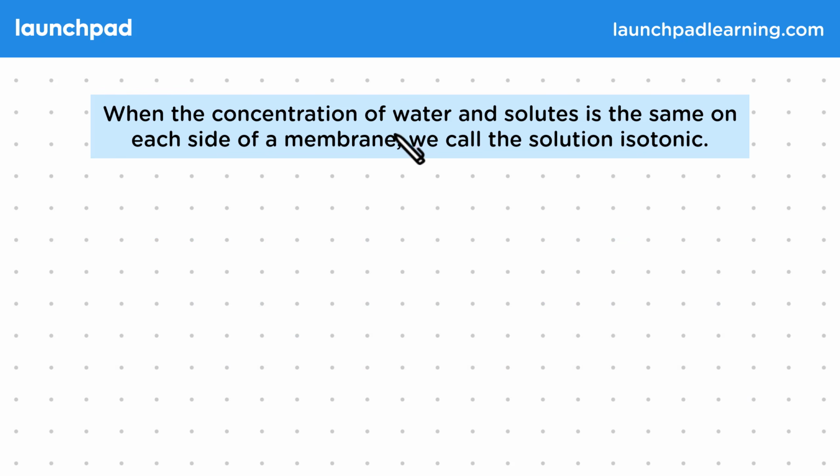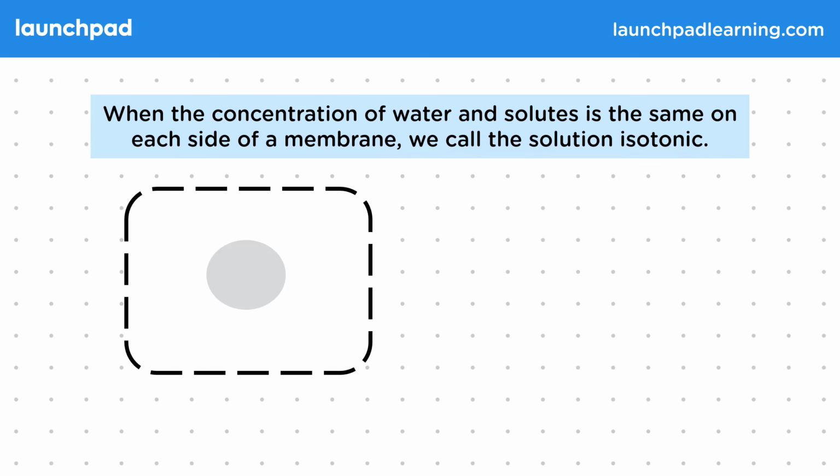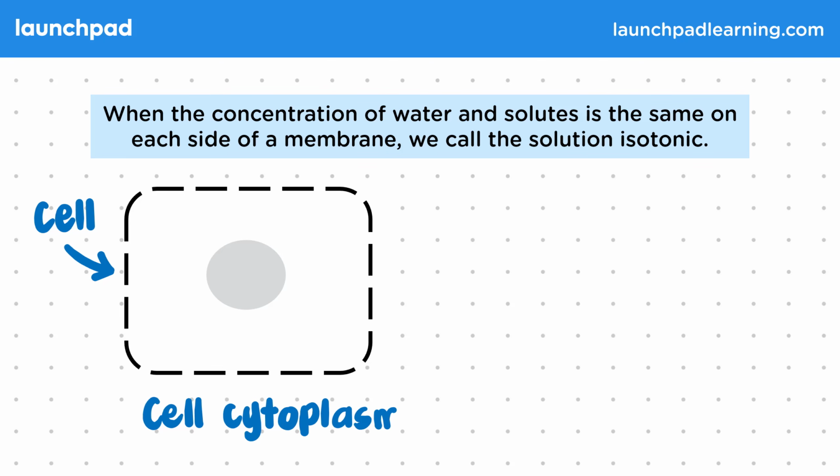When the concentration of water and solutes is the same on each side of a membrane, we call the solution isotonic. In this image, you can see a cell, and the cell membrane is partially permeable. Inside the cell is the cell cytoplasm. This contains water and other solutes, such as sugars, which the cell needs.